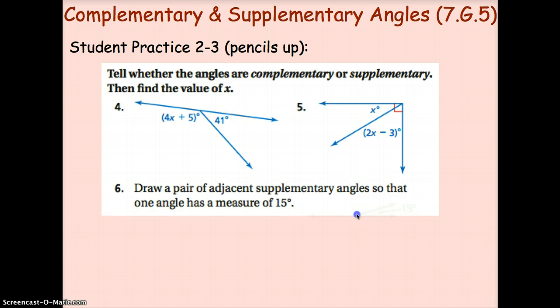And finally, taking a look at our picture that we've drawn, draw a pair of adjacent supplementary angles so that one angle has a measure of 15 degrees. Adjacent means they need to be touching. One of them is 15 degrees. The other one, hopefully you were able to figure it out, would be 165 degrees.